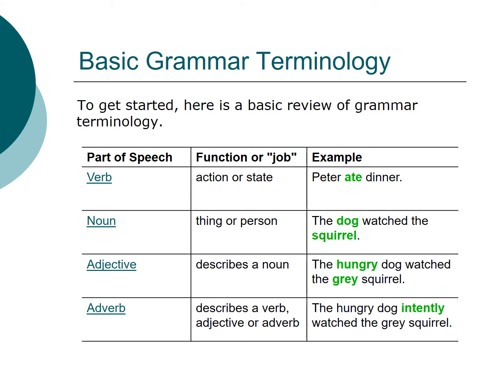What about the adverb? The adverb describes a verb. So, the hungry dog intently watched the gray squirrel. How did it watch the gray squirrel? It watched it intently. So it is describing the verb, the action. Like when I say he runs quickly. So how does he run? Quickly is describing the verb runs.